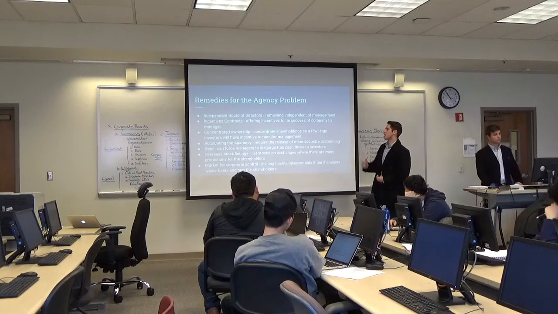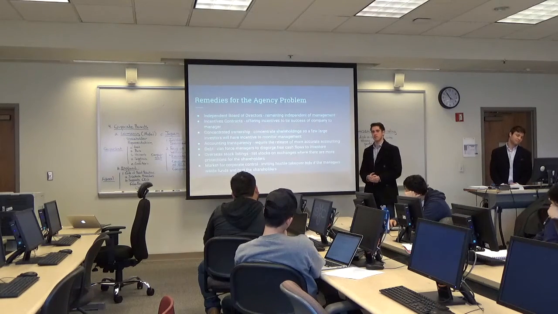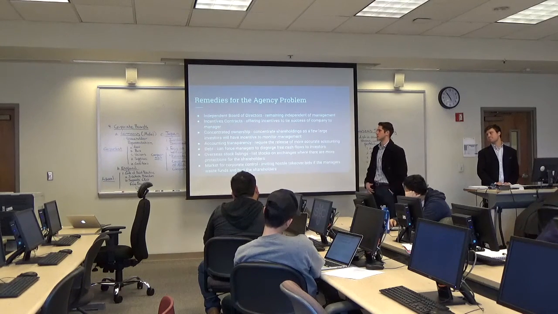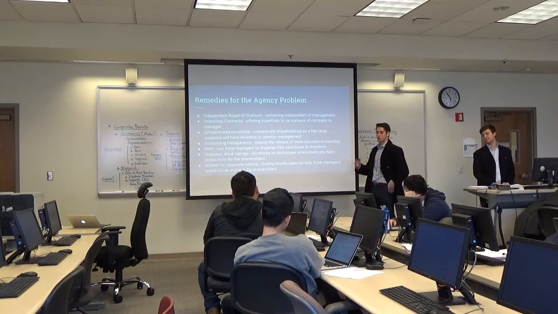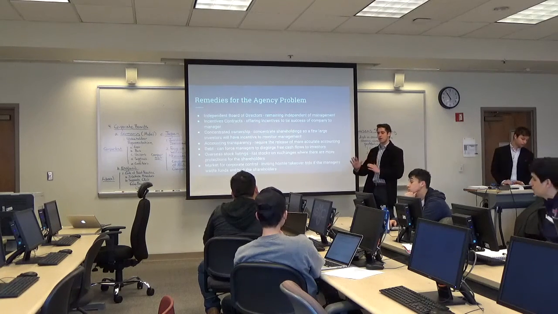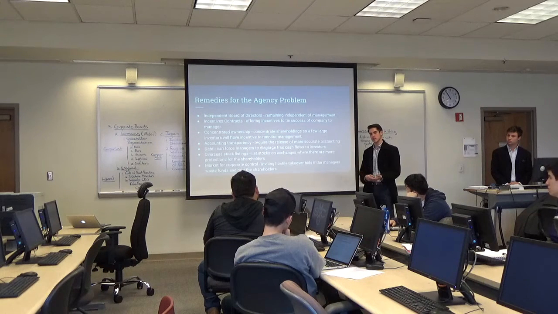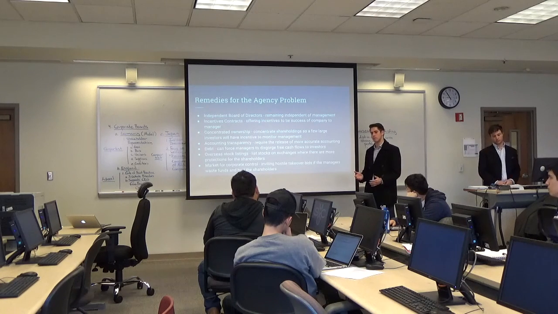And so here are some remedies for this agency problem that have been looked into. Basically, you have an independent board of directors, which is a board that remains independent of management. They don't know the CEO, they're not friends with the CEO. These are people who are only interested in one thing: making sure the shareholders and the company are successful. So they'll make sure they're not putting any insiders or their friends in management.